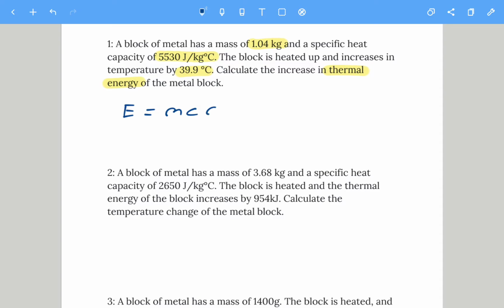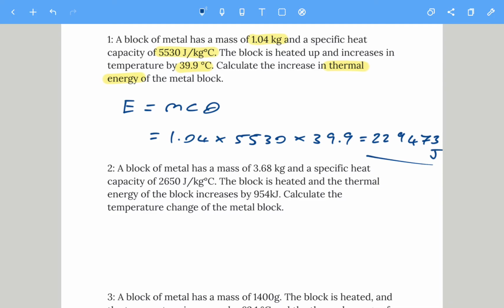Energy is mc theta or mc delta T, and then just pop the numbers in. So mass 1.04, specific heat capacity 5,530, multiplied by change in temperature 39.9, and if you calculate that you should get 229,473 joules.